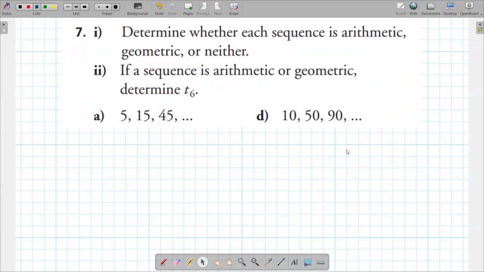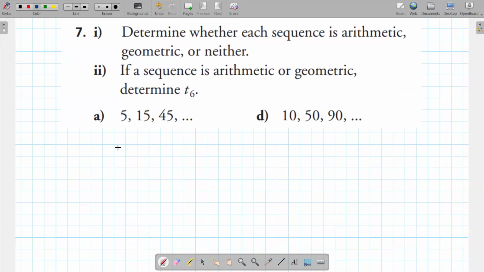It says determine whether the sequence is arithmetic or geometric. Let's look at A, 5, 15, 45. Is that arithmetic or geometric? It's geometric. How do you know? We're multiplying by 3, right? So for this one, we know it's a geometric sequence.